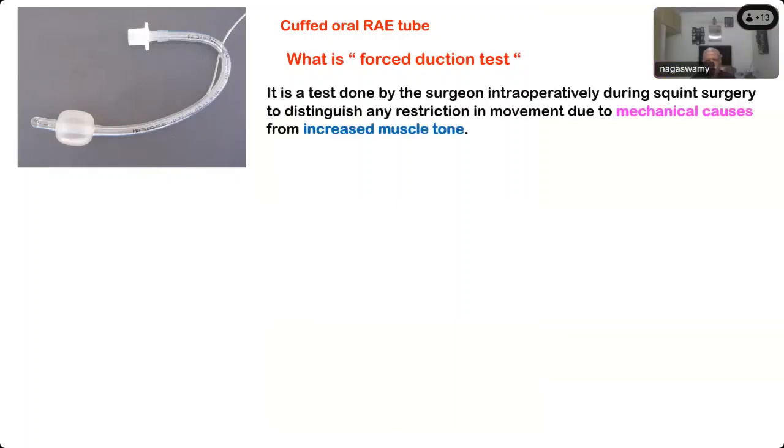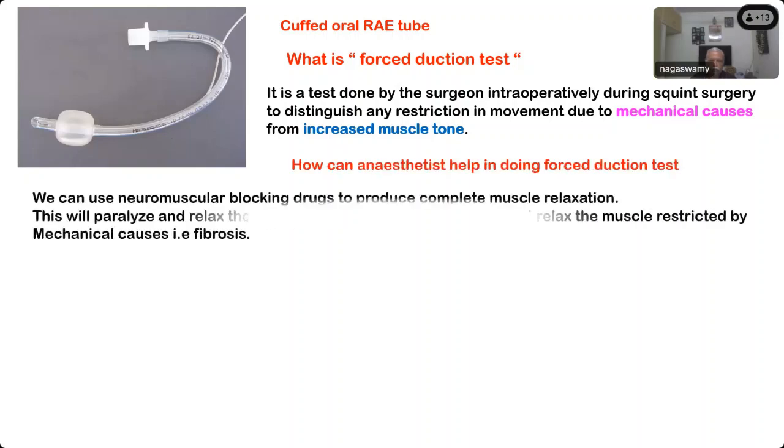It is the test done by the surgeon intraoperatively to distinguish the paralyzed muscle from the normal muscle. So they will ask you for full paralysis. The paralyzed muscle or the fibrous muscle will still be taut, whereas the normal muscle will totally relax. So by pulling that muscle, you will be able to identify whether it is a paralyzed muscle or a normal muscle. That test is called the forced duction test. Duction means pulling.